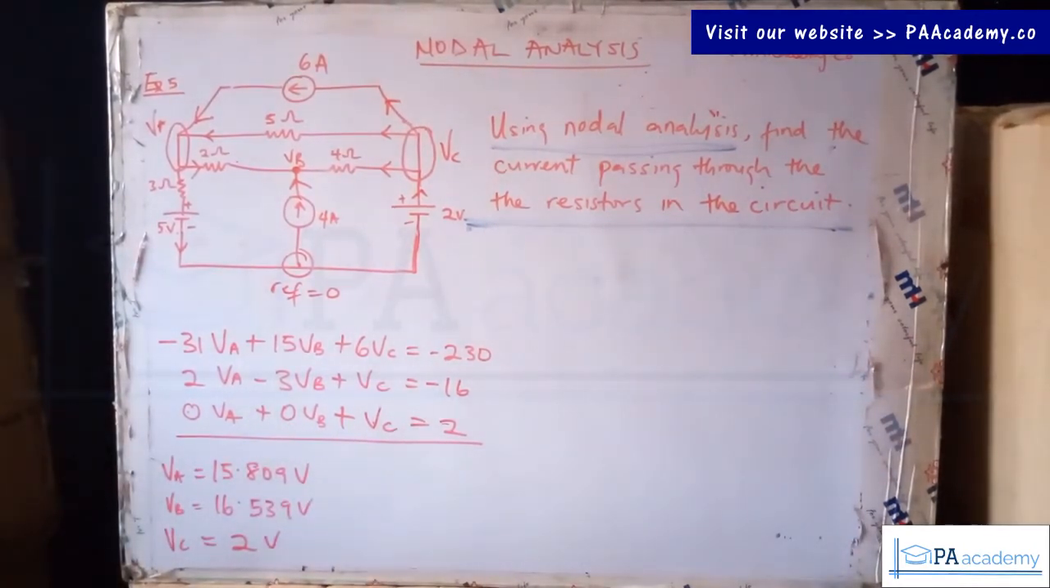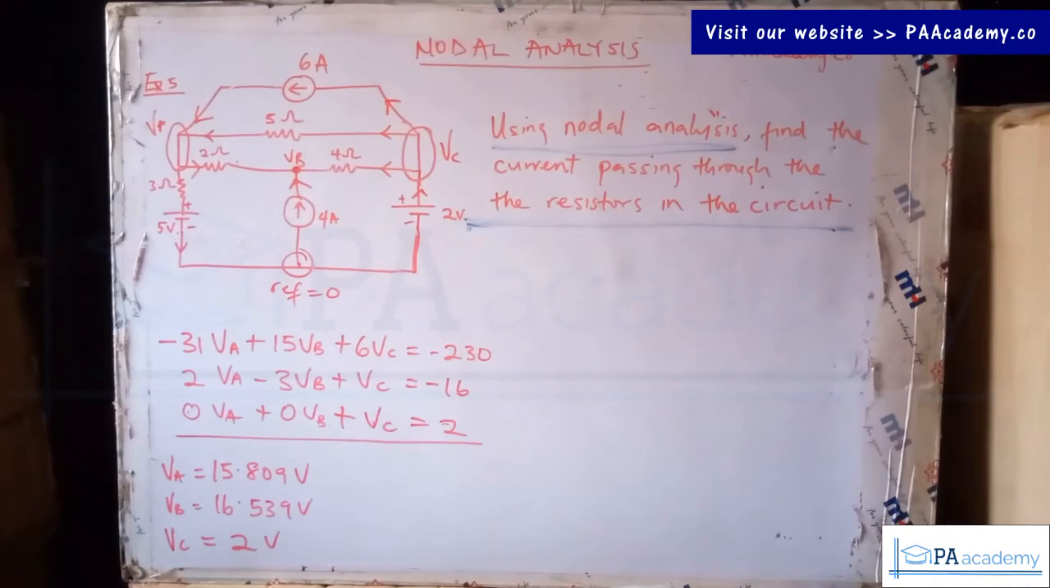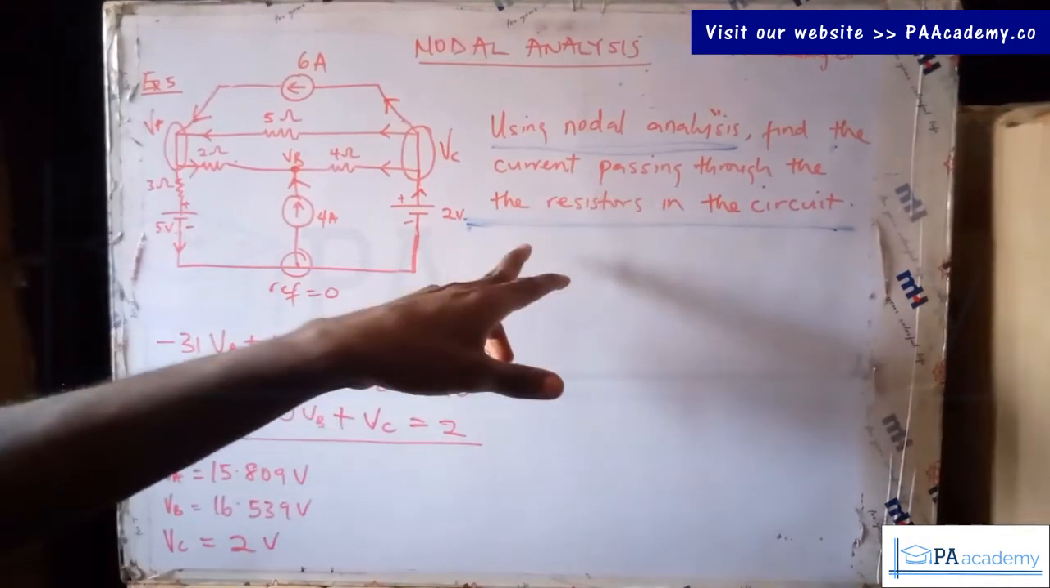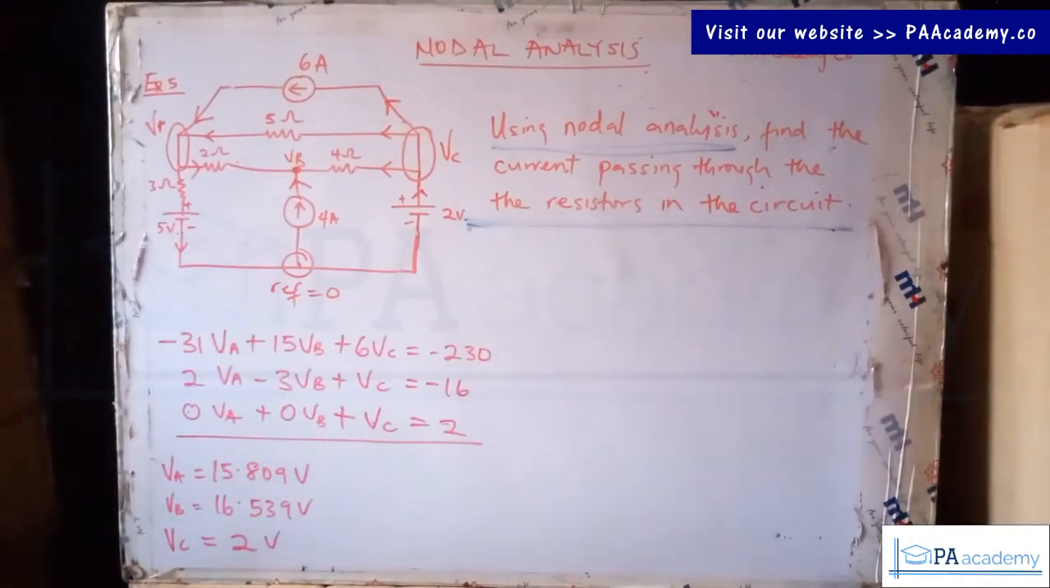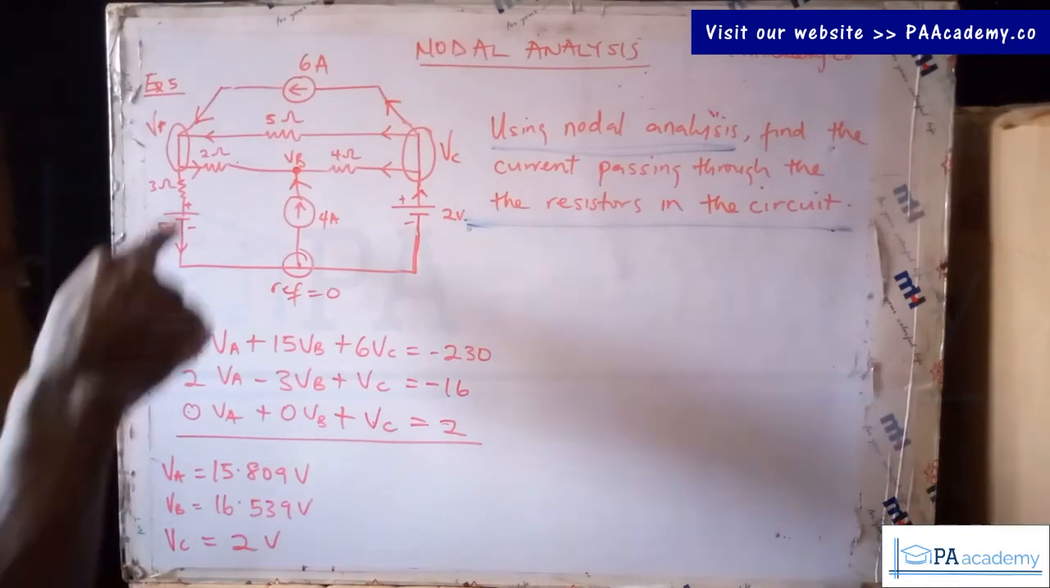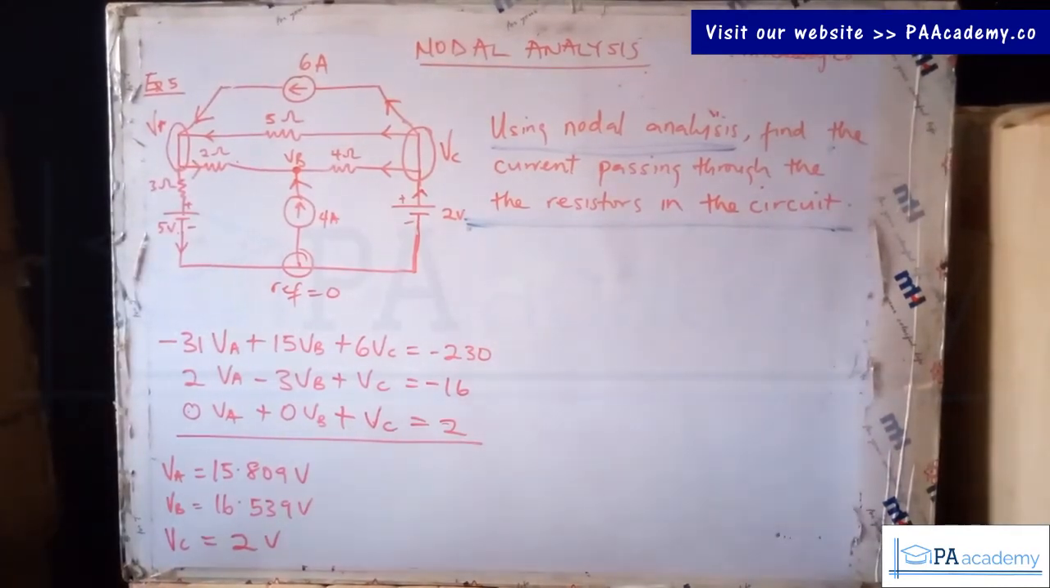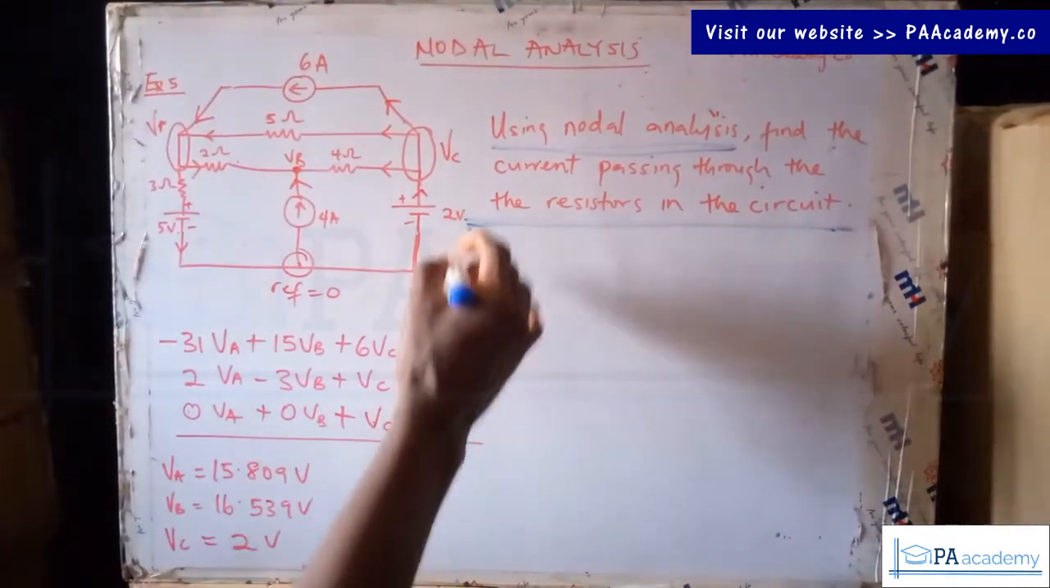But that's not what the question is asking us. The question is asking us to find the current that is passing through the resistors in the circuit. So now let's start to look for that. So let's start with the 2 ohm resistor. Let's start to look for the current that is flowing through each of them.